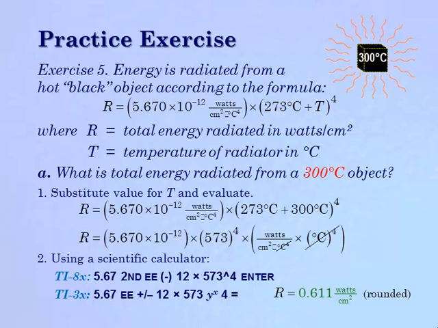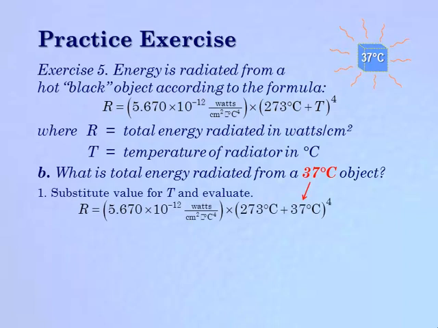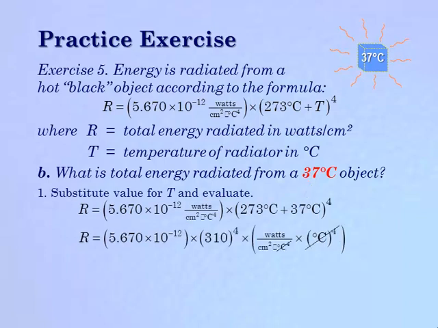Second part of exercise 5 asks us to do the same thing with a 37 degrees Celsius object. So again, we'll go ahead and substitute the values in. 37C goes right where the T used to be, and that'll all be raised to the fourth power, so we'll have 310 raised to the fourth power. And again, the Celsius units will cancel out nicely.